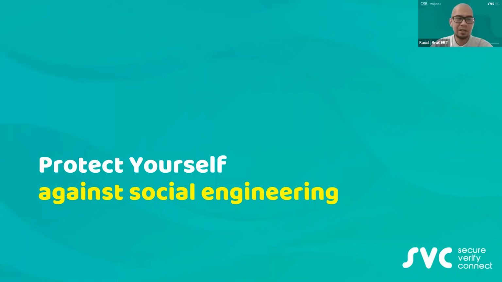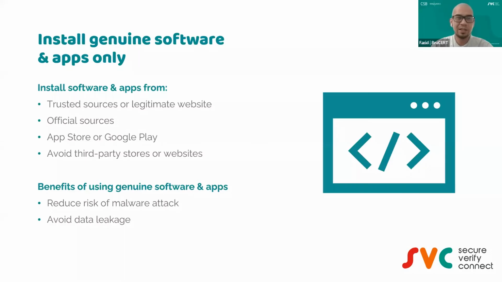So next we will share tips on how to protect yourself against social engineering. Number one, of course, install original software or applications. Make sure to download software from trusted sources or legitimate websites, like the App Store, Google Play and so on, or other official websites. Don't download from third party applications like torrents and so on. And avoid third party stores or websites, because most of the malware is actually stored with these third party application providers.